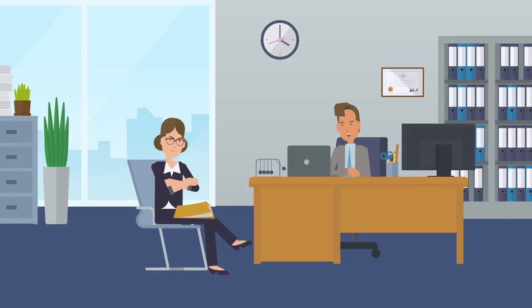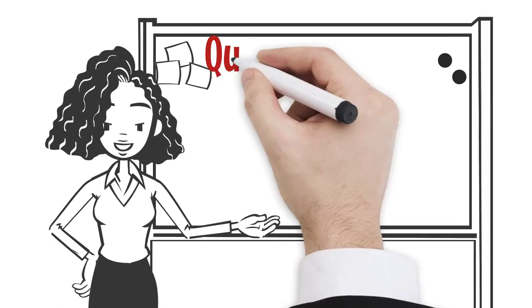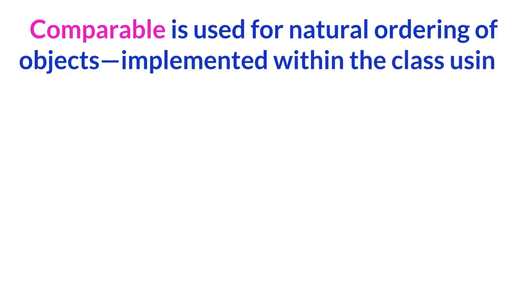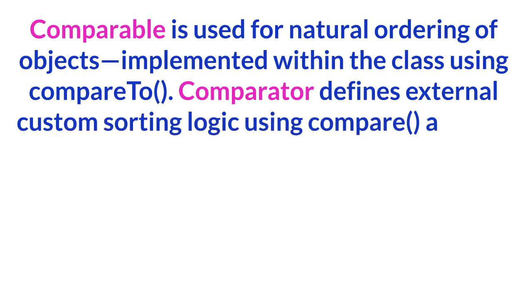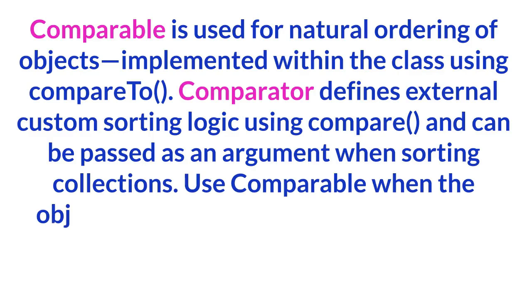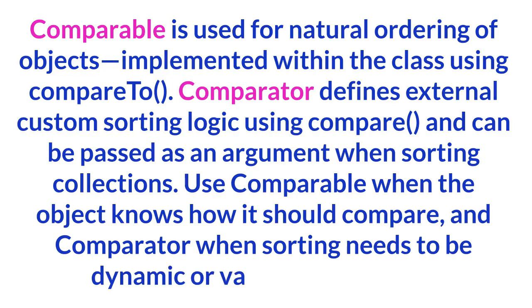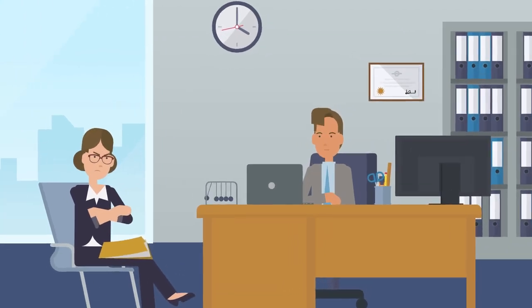What is the difference between Comparator and Comparable in Java? Comparable is used for natural ordering of objects, implemented within the class using compareTo. Comparator defines external custom sorting logic using compare, and can be passed as an argument when sorting collections. Use Comparable when the object knows how it should compare, and Comparator when sorting needs to be dynamic or varies per use case.